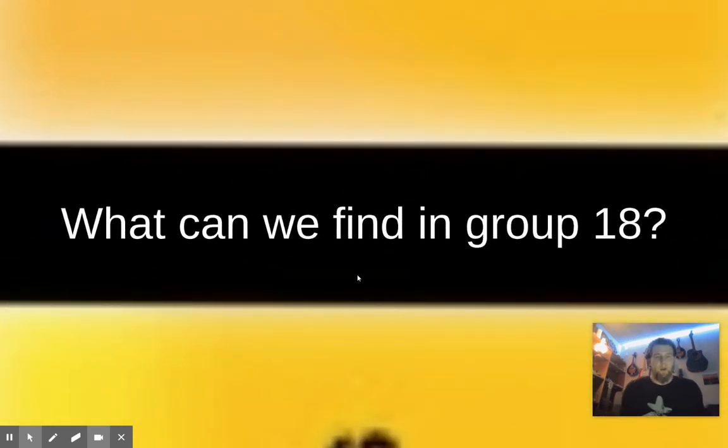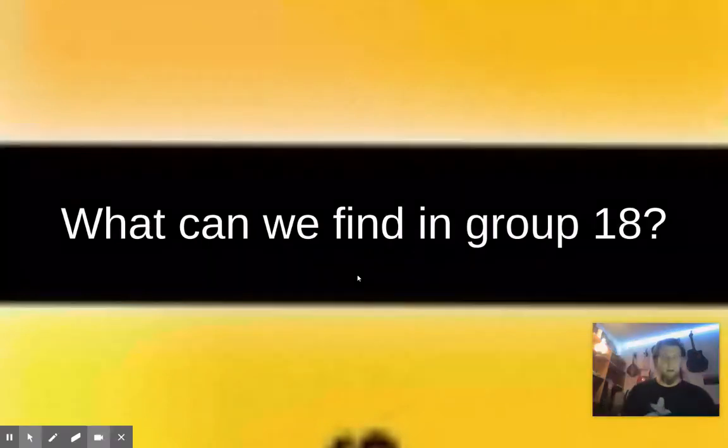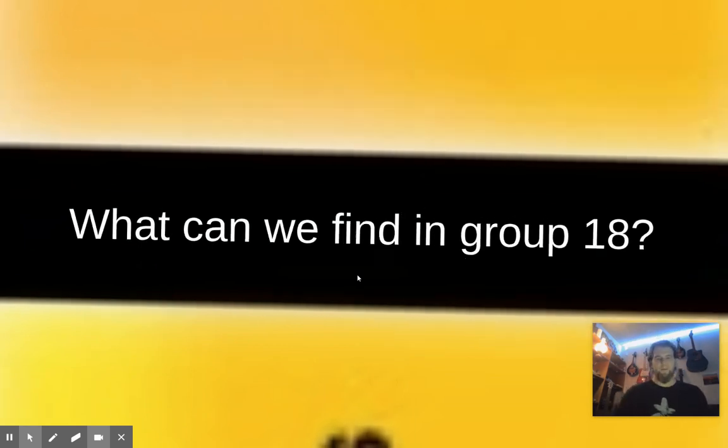And then lastly, what can we find in group 18? Well, that was just our noble gases, those non-reactive gases that are very stable. Their outer shell is full of electrons. They're not looking to chemically combine with anything. So they're sort of happy on their own.